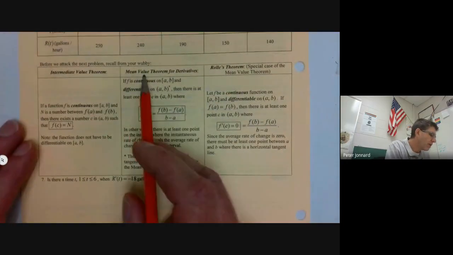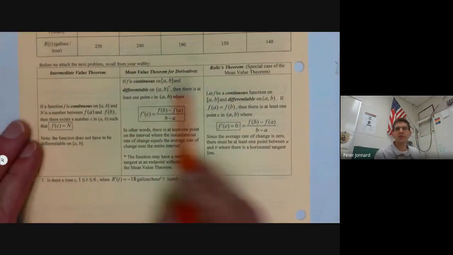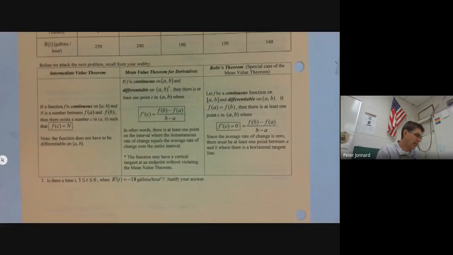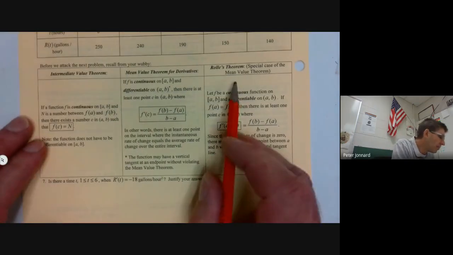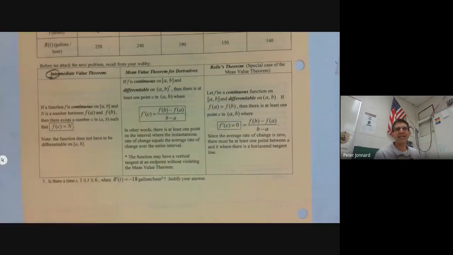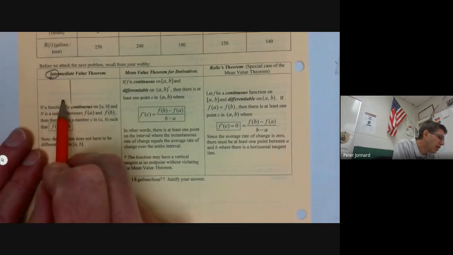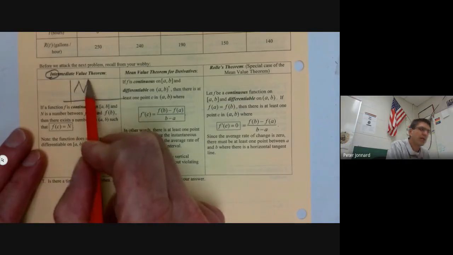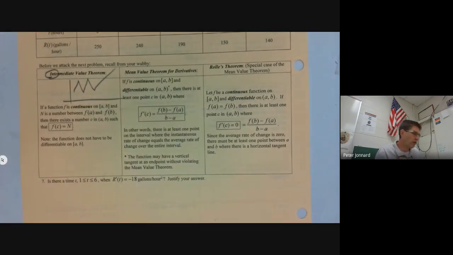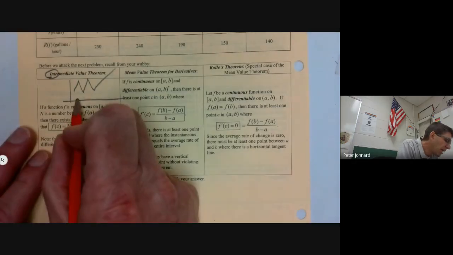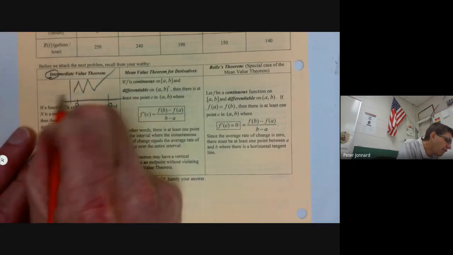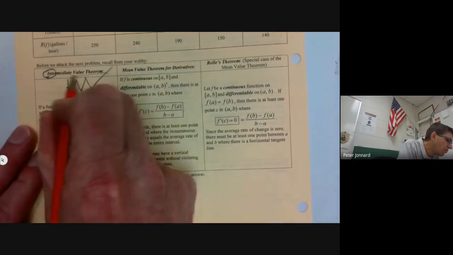There are three theorems you are responsible for. To help you sort them out, for intermediate, think of "in" as in between. You use this when you're talking about a continuous function. It doesn't have to be differentiable, it just has to be continuous on an interval from A to B. And f of A would be here, f of B would be over there.